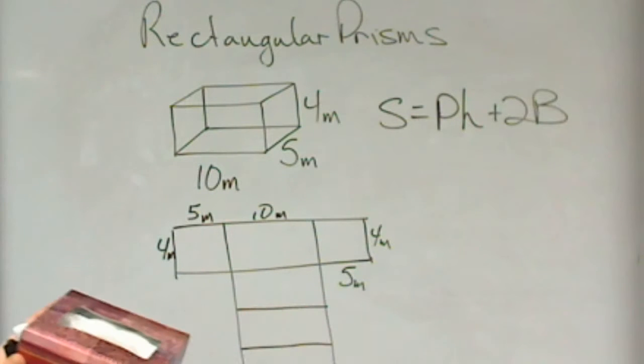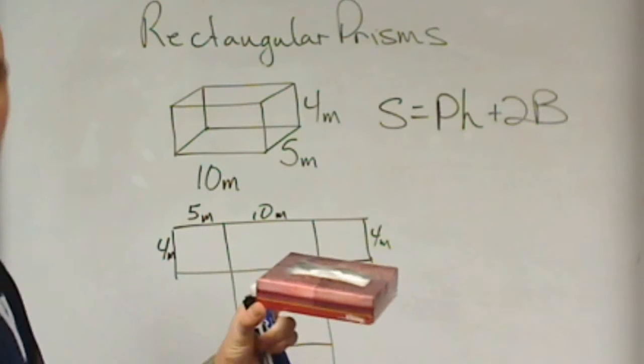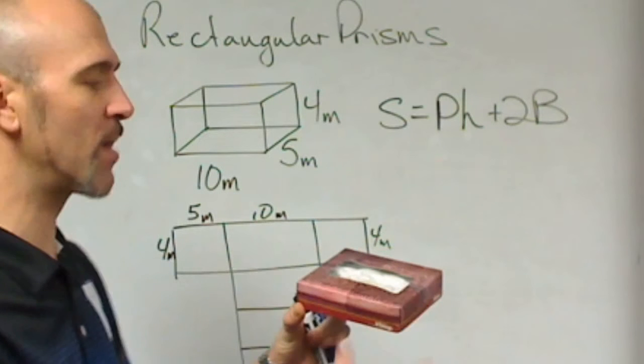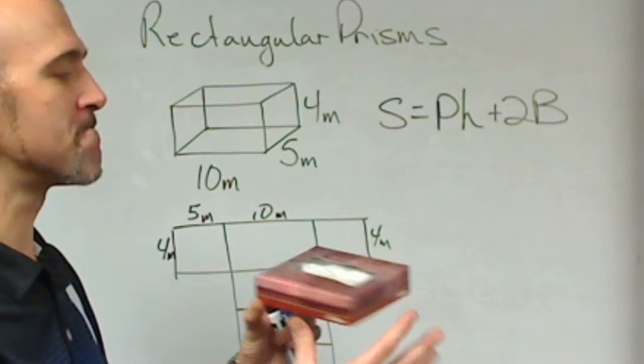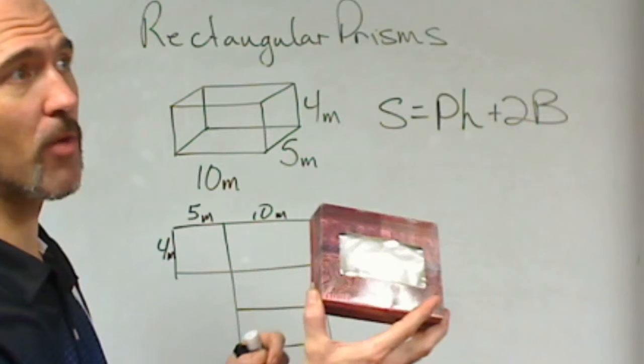So when it comes to surface area, I always tell my kids to think about Christmas. What do we do at Christmas? We cover our presents with wrapping paper. We cover the outside of whatever it is that we're wrapping. But in this case, it's going to be a rectangular prism.